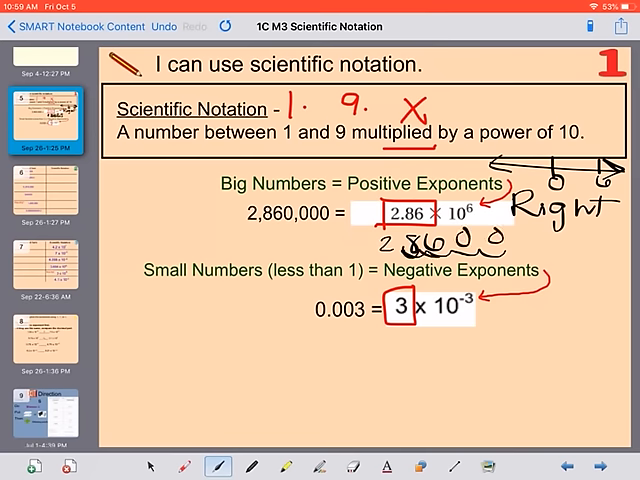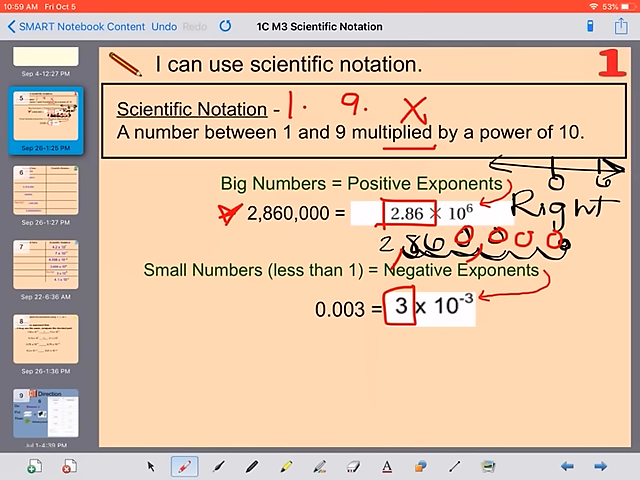So we went to the right 1, 2, 3, 4, 5, 6, and that's really where our decimal will end up. So every time we multiplied by 10, we added another 0. So our answer would be 2,860,000, just like it says there.